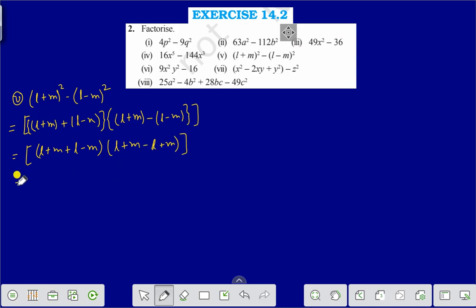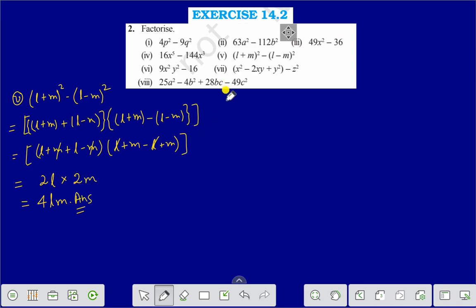Therefore, we are getting, here you see, plus M minus M cancels, and plus L minus L cancels. Therefore, we are getting 2L into 2M, or we are getting 4LM. And that is the answer of question number 5.